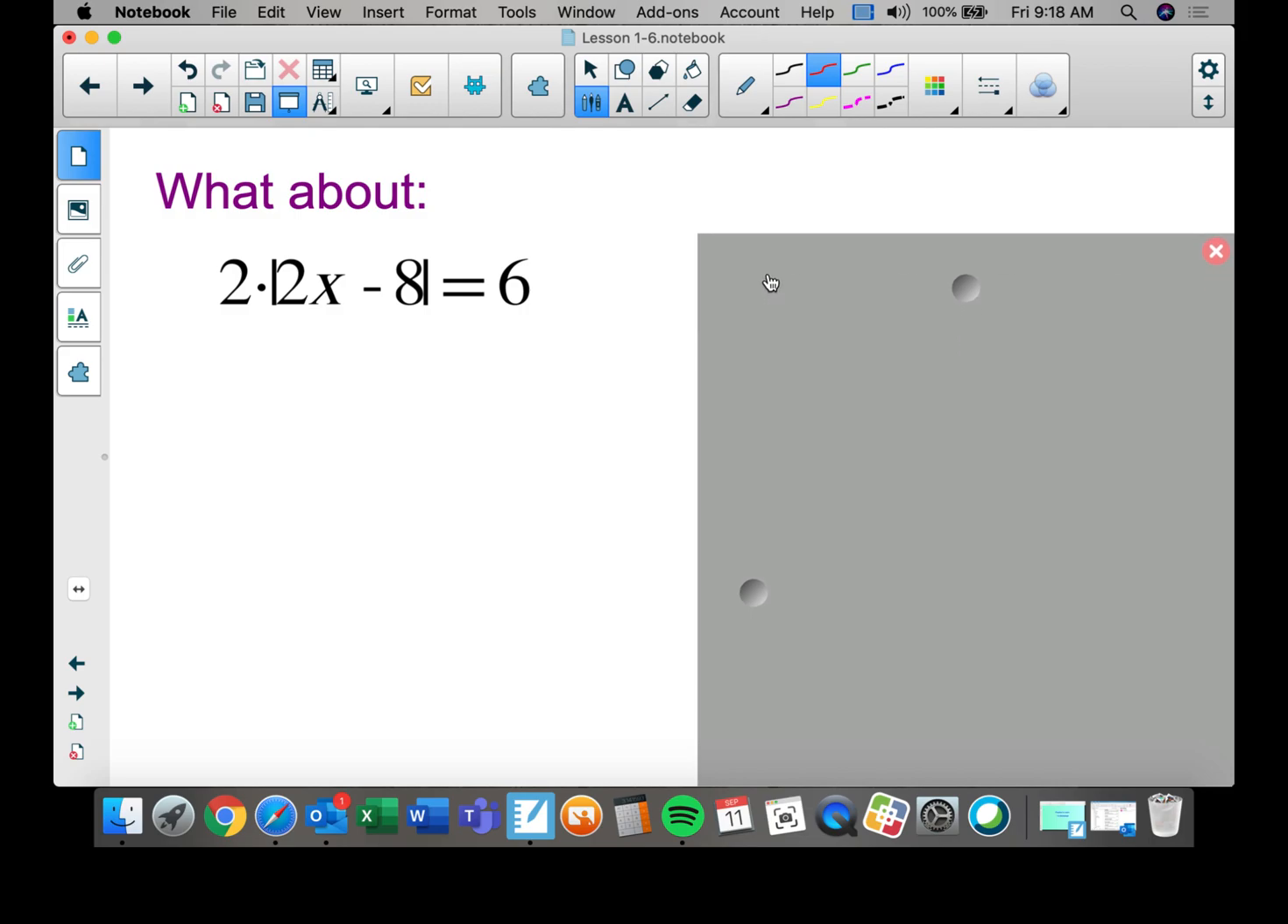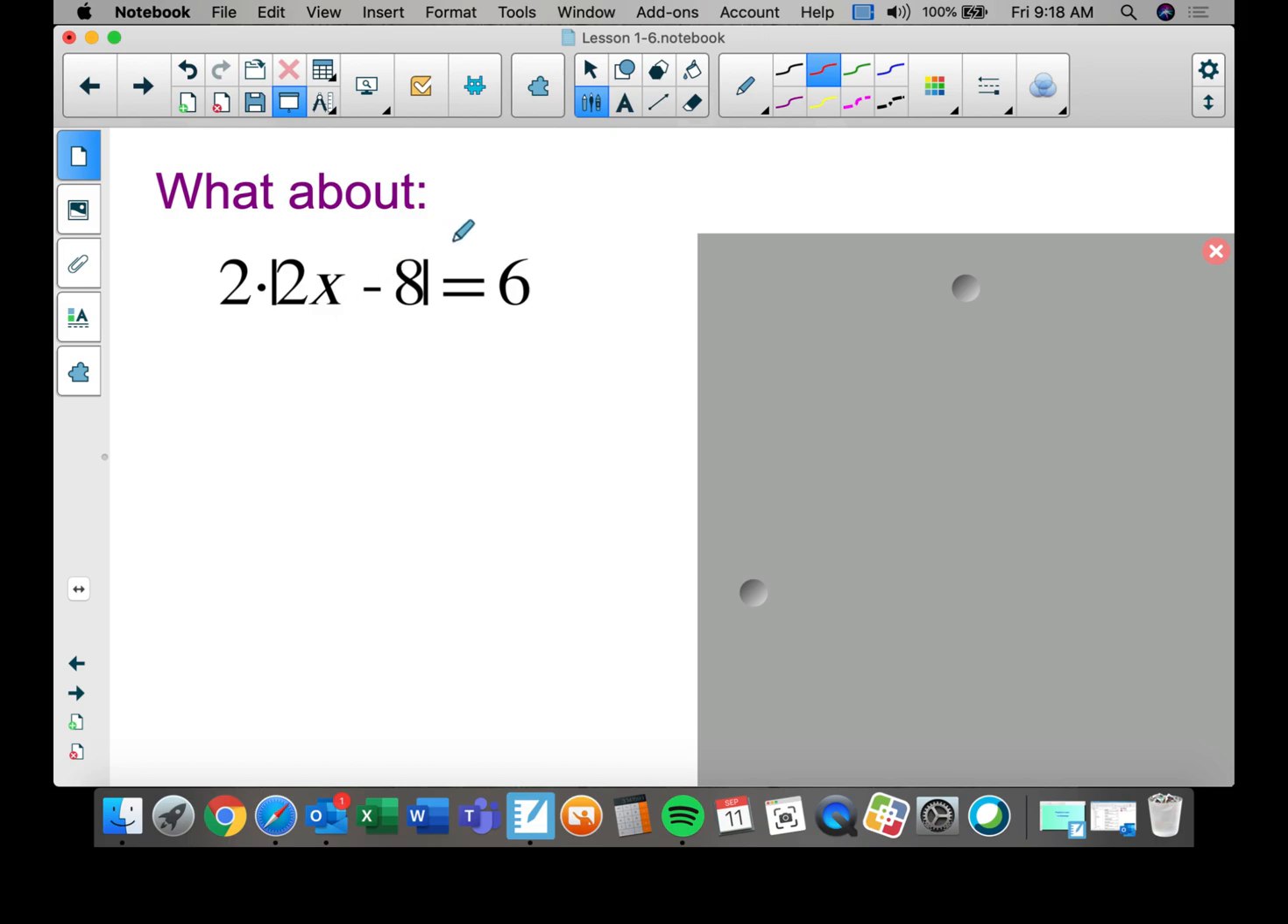All right, here we go. Welcome back. Anytime there's stuff outside of the absolute value, and we didn't have that on the first couple of examples, but now we do, we need to solve for the absolute value first. We need to isolate that, get it all by itself before we set up any of our equations, okay?